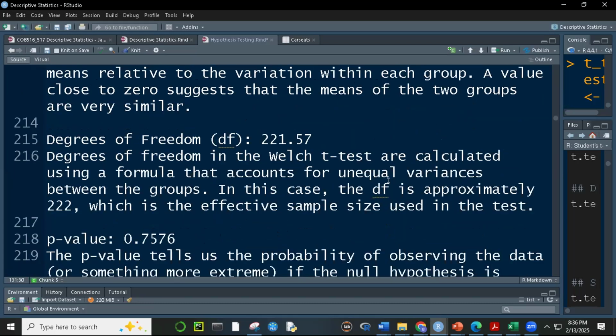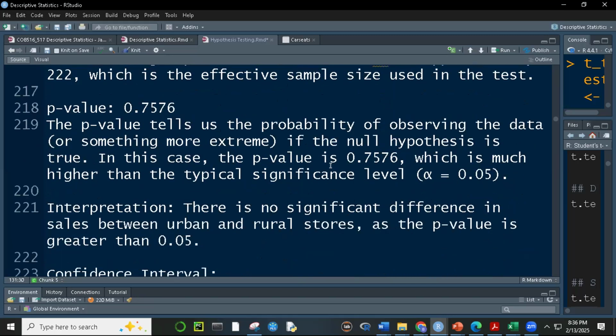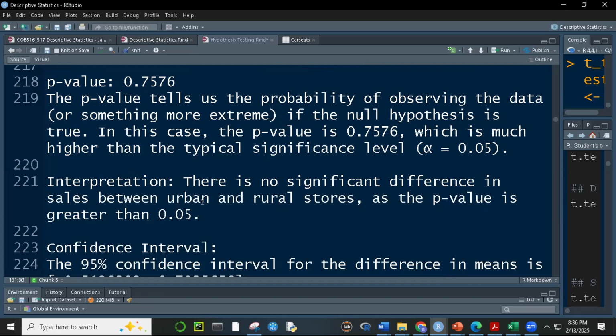And then we have the degrees of freedom. It's computed differently from this one. And what's important for us is the p-value, which is greater than 0.05, which tells us that we have to reject the null hypothesis. That we fail to reject, I'm sorry. We fail to reject the null hypothesis that their means are the same, that their means are equal. There is no significant difference in sales between urban and rural, as the p-value is greater than 0.05.